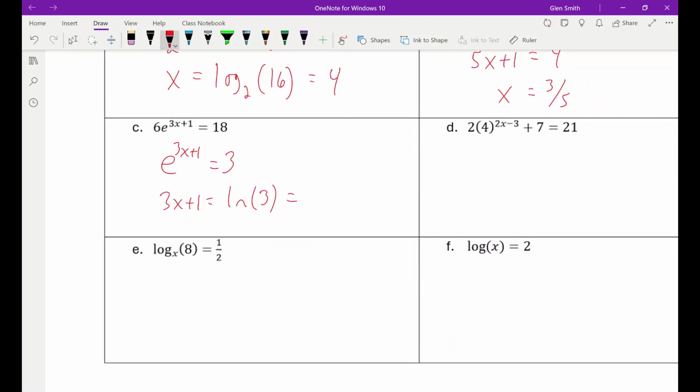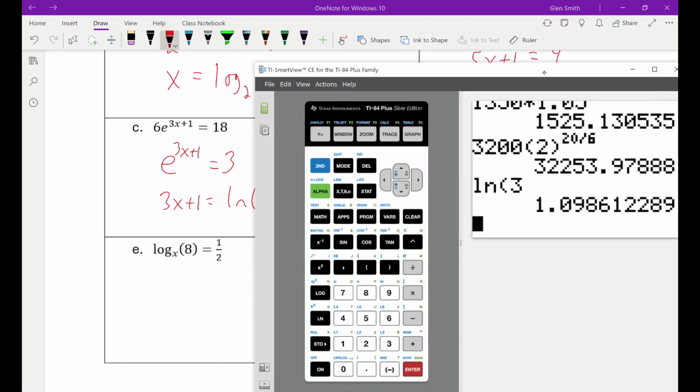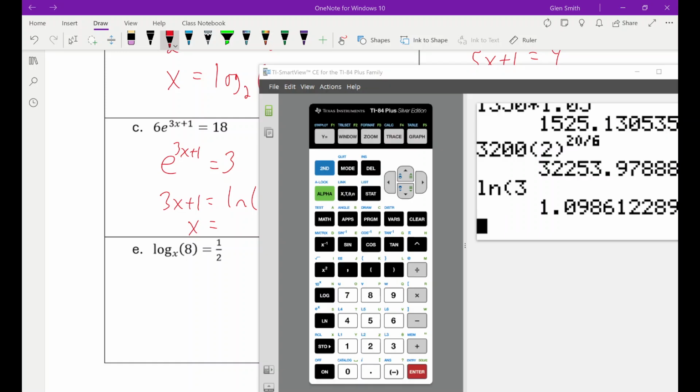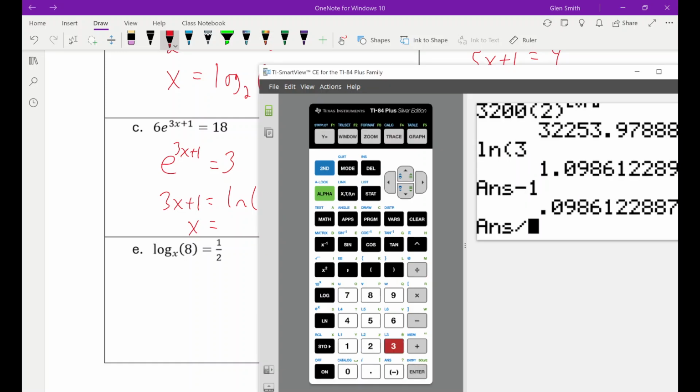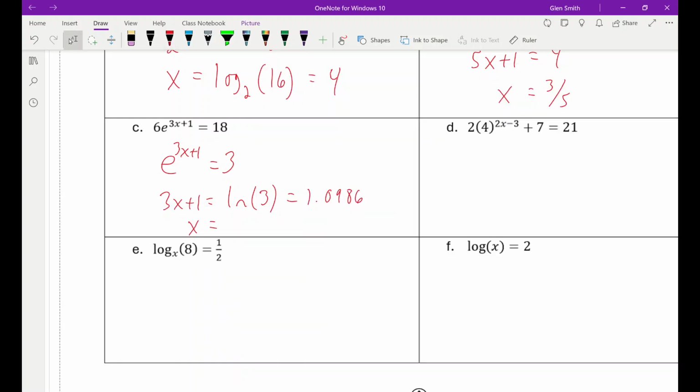And we can turn that into a decimal on our calculator, which is 1.0986. Then we got to subtract 1 and divide by 3. I'm just going to do it on my calculator as well. So we'll do -1, boom, divide by 3, boom, 0.0329. Whoa, I didn't want to do that. 0.0329.